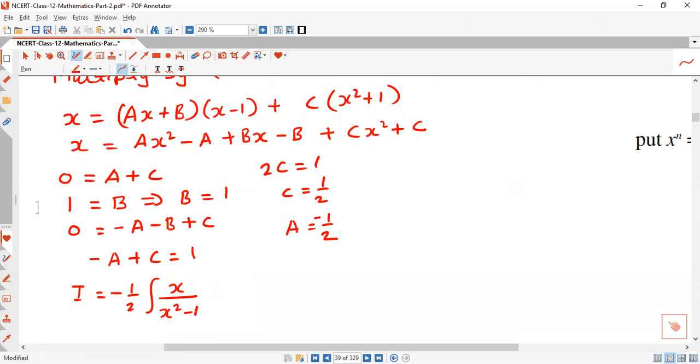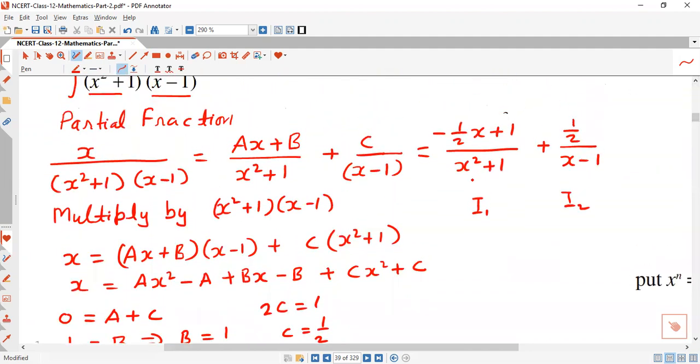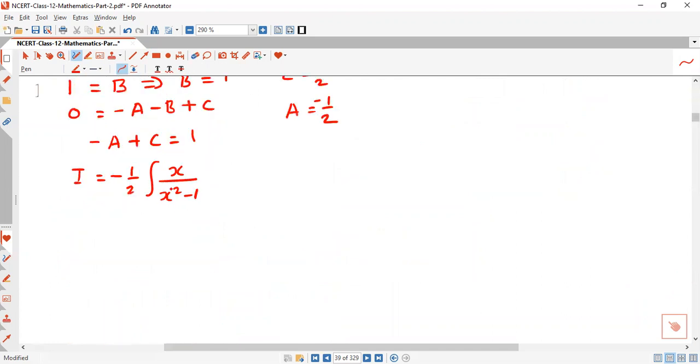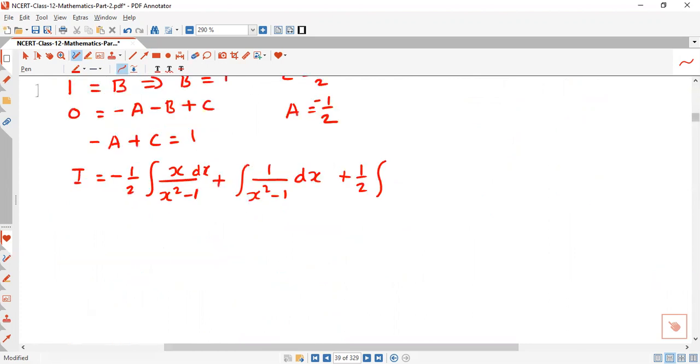Okay. Say the first term I1. I1 can further say 1 upon h square plus 1, B is here, plus 1 upon h square minus 1. We say dx, and this is also dx plus c. C is here half, and what the c's terms are there. H minus 1, 1 upon h minus 1 dx.